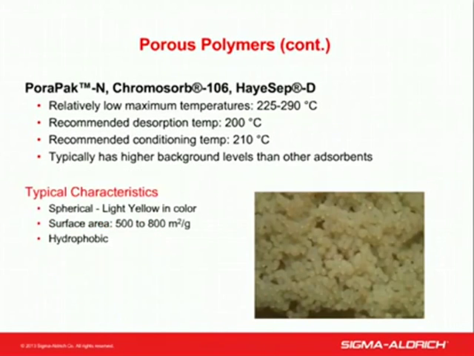Some other common porous polymers are Porapak N, Chromosorb 106, and HayeSep D. They have relatively low maximum temperatures of 225 to 290 depending on which porous polymer, and lower recommended desorption temperatures.